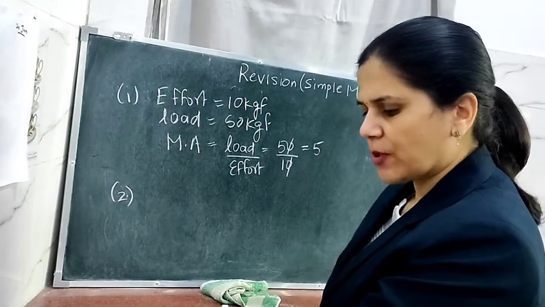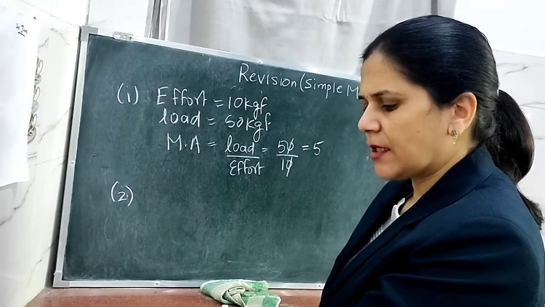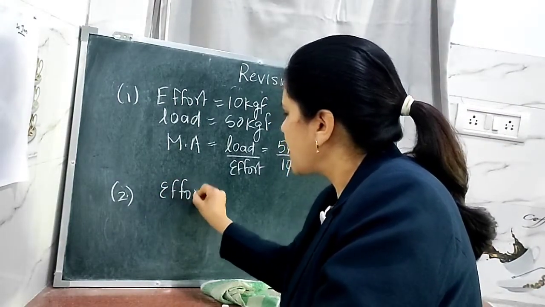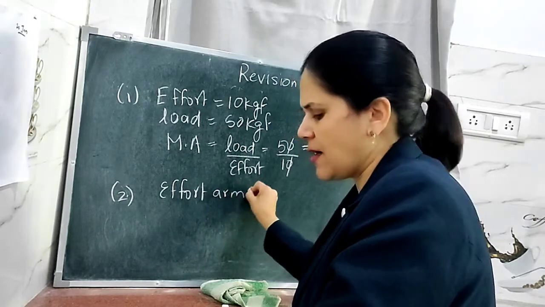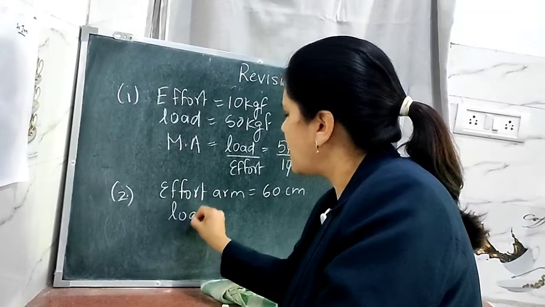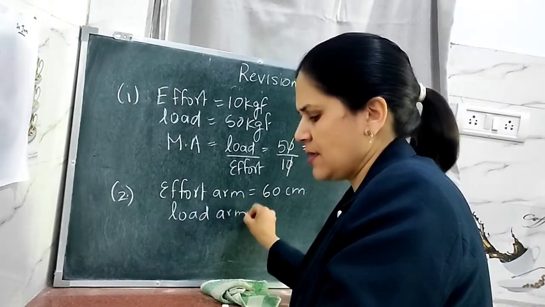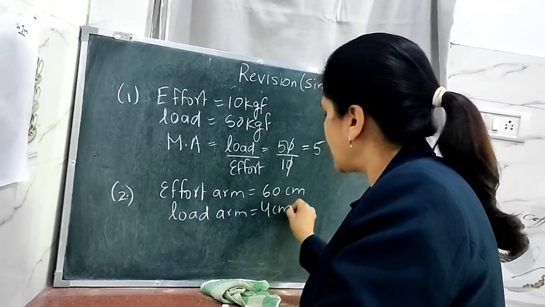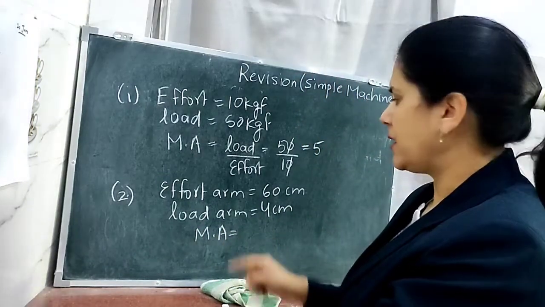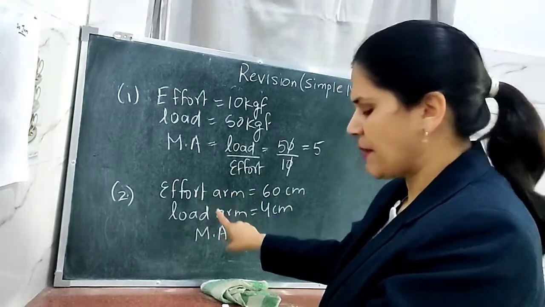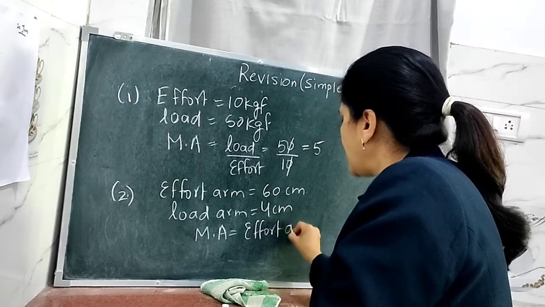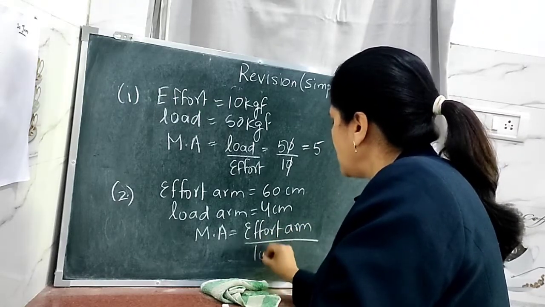In the second example, they say: calculate the mechanical advantage of the lever in which the effort arm is 60 centimeter and the load arm is 4 centimeter. They are again asking us to find the mechanical advantage. In the formula to calculate the mechanical advantage, when the effort arm and the load arm are given, you can write: it is equal to effort arm upon load arm.